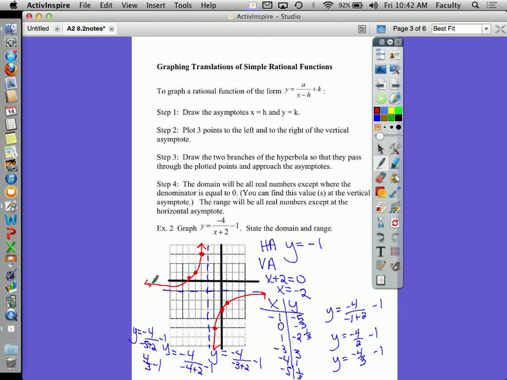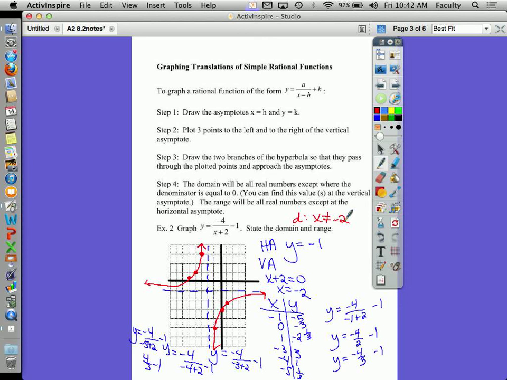Now let's talk domain and range. Domain are the possible values you can plug in for x. Because this is a fraction, it just can't have 0 in the denominator. So it's everything except -2, because -2 plus 2 would make me divide by 0.